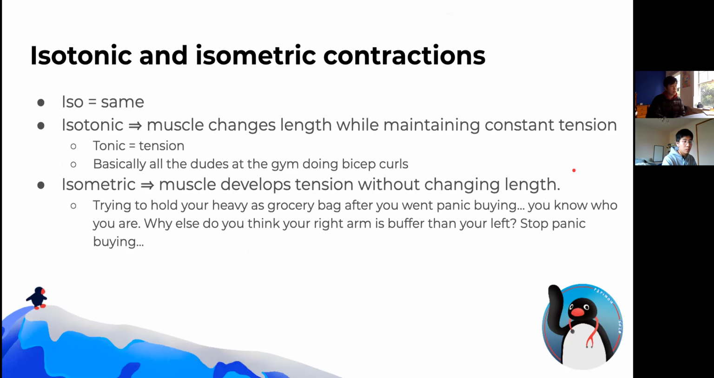Okay, so isotonic and isometric contractions. Iso just means the same. Isotonic, tonic, tension. So the muscle changes length while maintaining constant tension. This is like your bicep curls. That's why people don't go all the way down, because then you release all the tension that you have. That's why it's just before you're fully extended and you come back up.